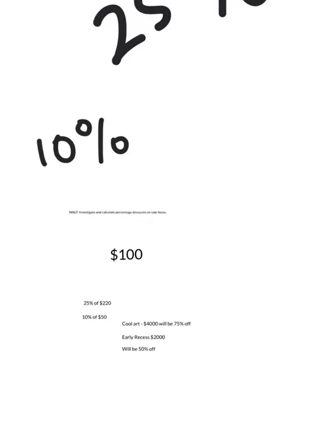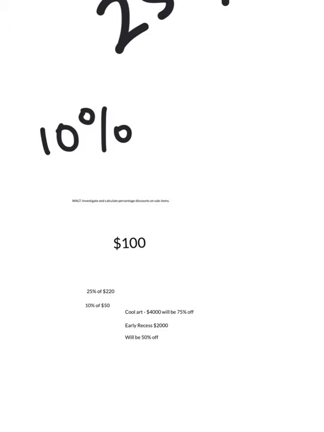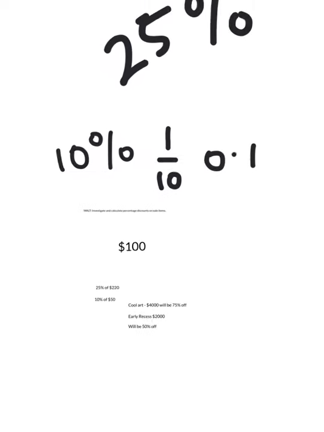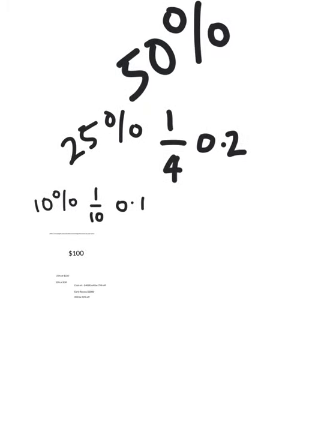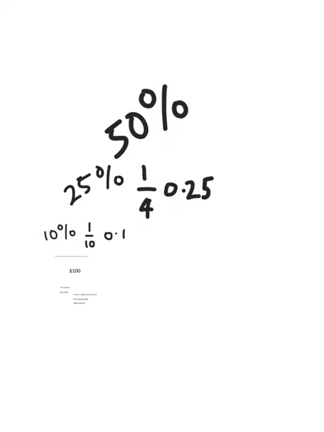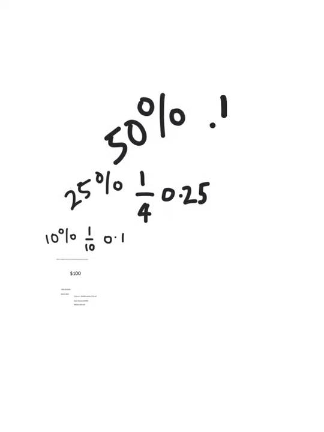When we are looking at these percentages, it's important to relate these to fractions and decimals, and that way we can easily solve what is going on. So 10%, as you already know, is going to be 1 over 10, or 0.1. That's my relationship with 1 over 10, 10%. 25% is the same as saying 1/4, or 0.25. And finally, 50% as a fraction is going to be 1/2, or 0.5.